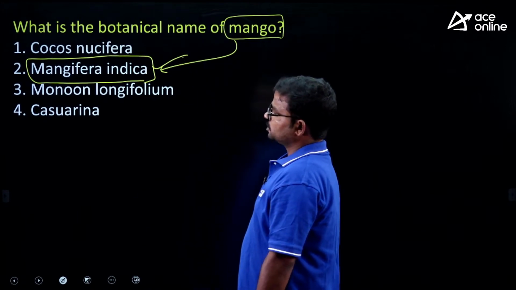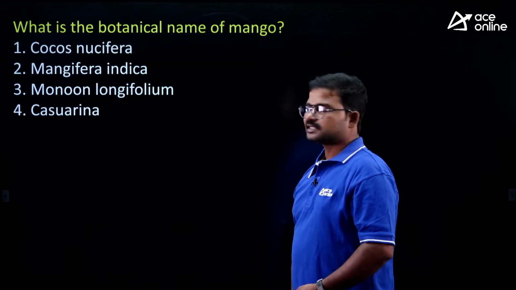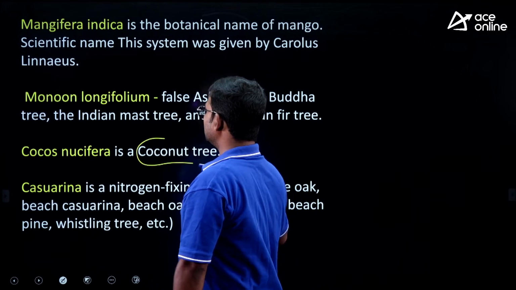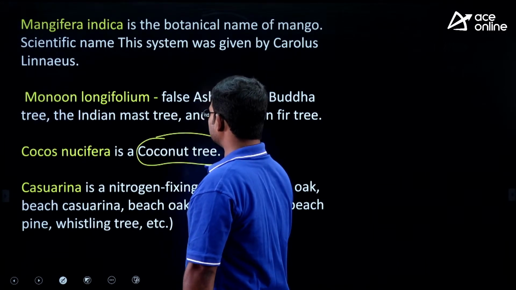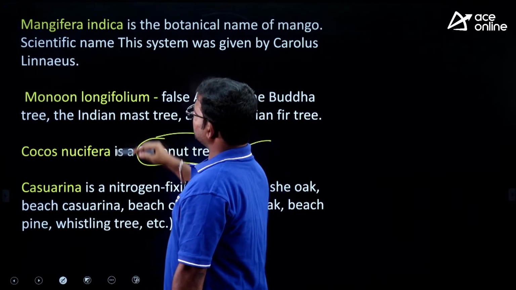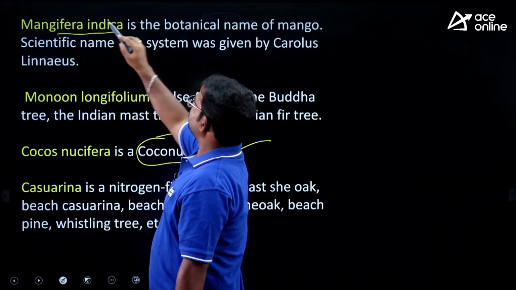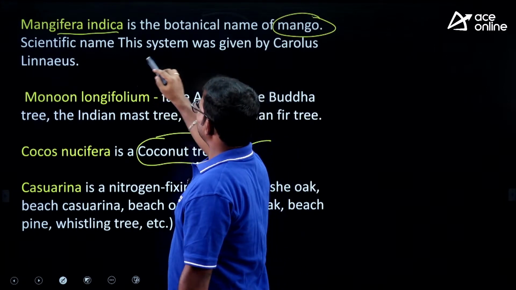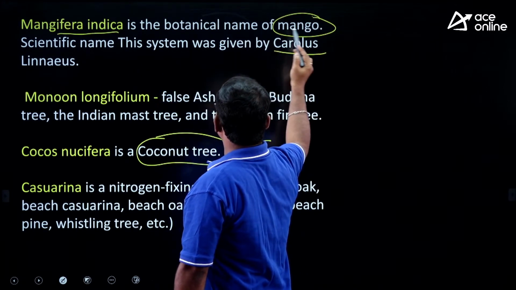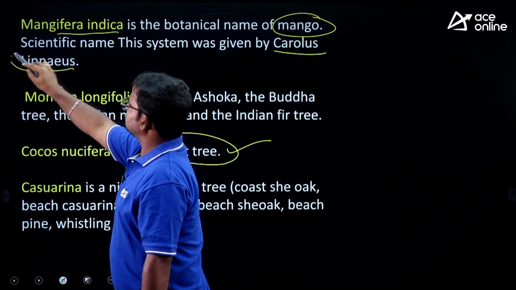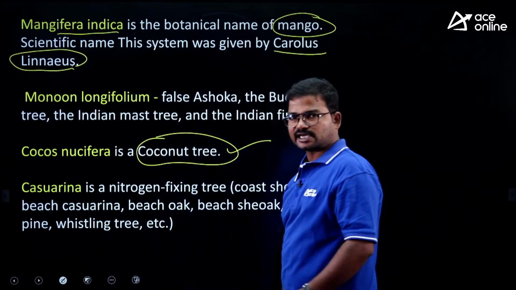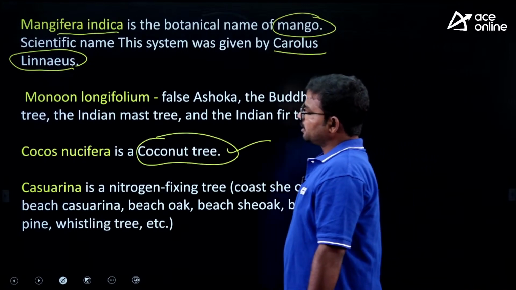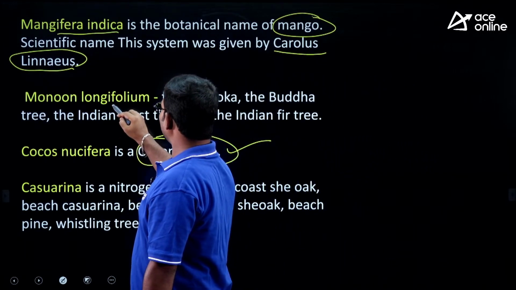What about the remaining options? So Cocos nucifera is considered as the botanical name of the coconut tree. Next, Mangifera indica, of course we know that this is the botanical name of mango, but if you consider the scientific name, it is called Mangifera indica Linnaeus. So this is the scientific name of mostly mangoes.